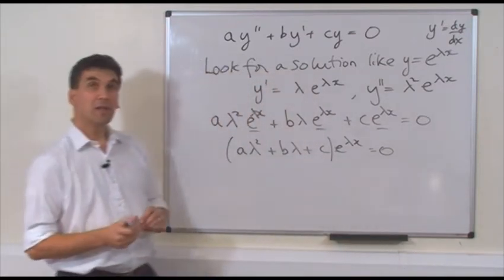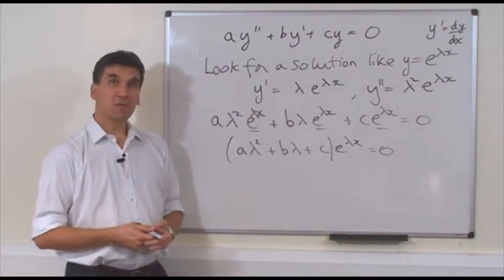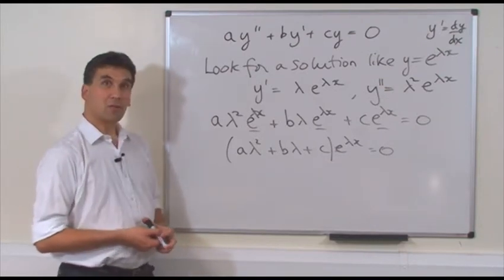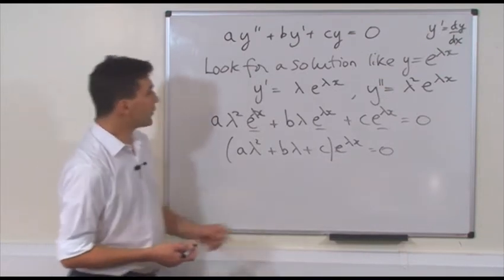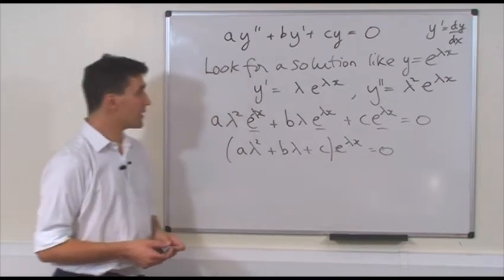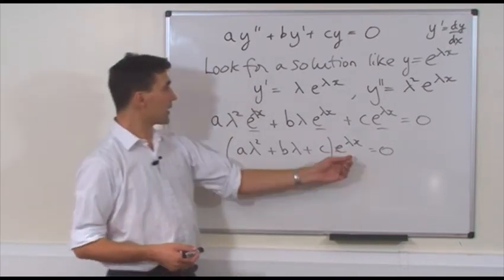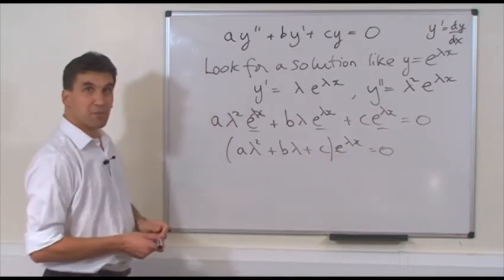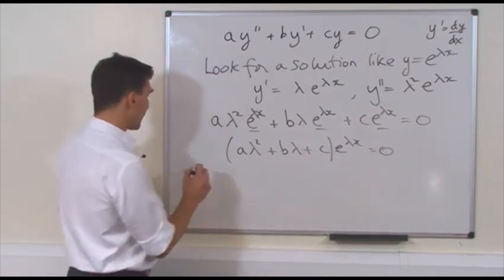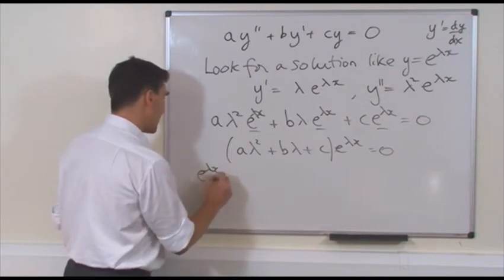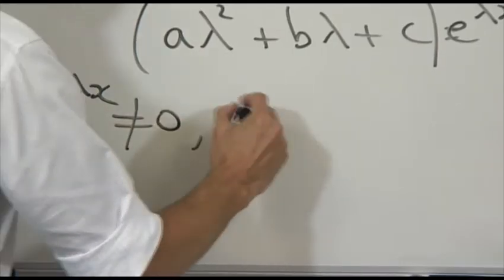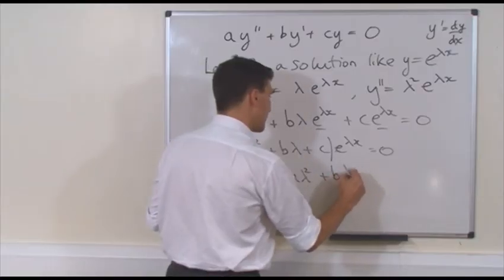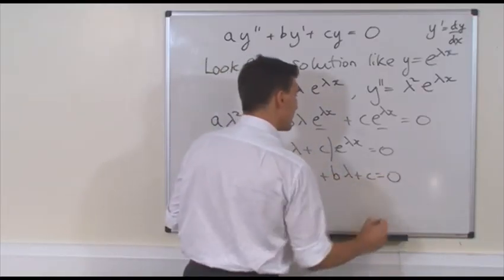What we have now is the product of two things equal to 0, and that tells you that either one of them is 0 or the other one is 0. And one thing we know about exponentials is they're never equal to 0. So e to the lambda x is never equal to 0, and that must mean that a lambda squared plus b lambda plus c equals 0.